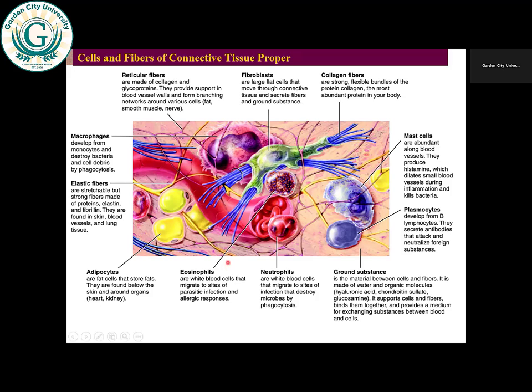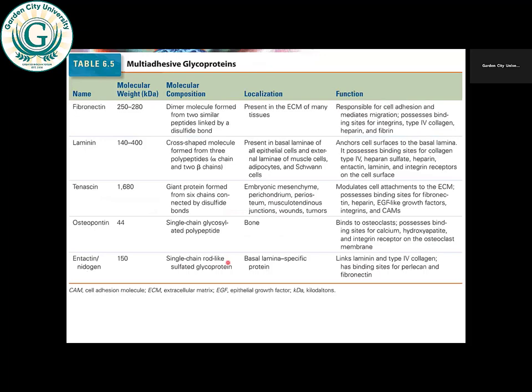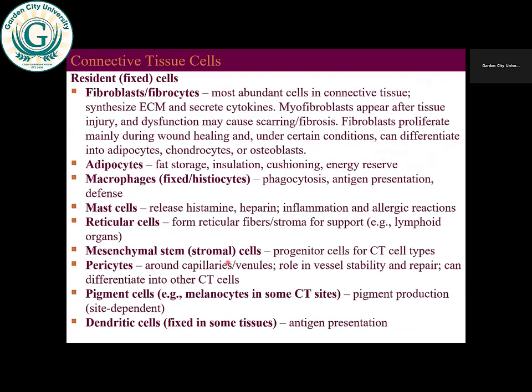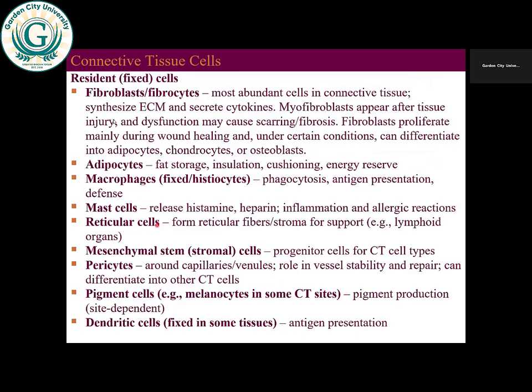Now, the cells of the connective tissue, let me just move straight so that I talk about those. The cells of the connective tissues, we can group them into resident cells and wandering cells. Resident cells means that, of course, they are fixed. Then we also have the wandering cells; they move about. You can find fibroblasts, as we mentioned, the most abundant connective tissue cells. They synthesize the extracellular matrix. The extracellular matrix is the ground substance and the fibers.